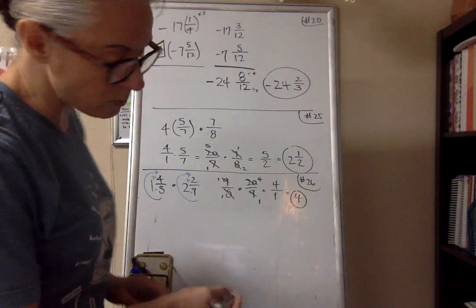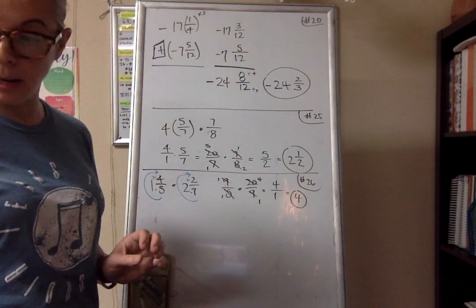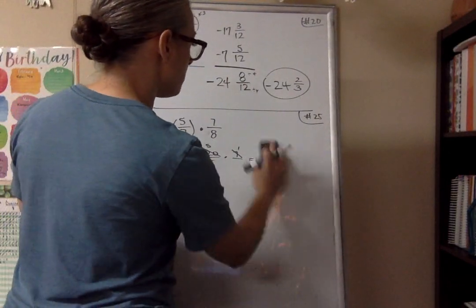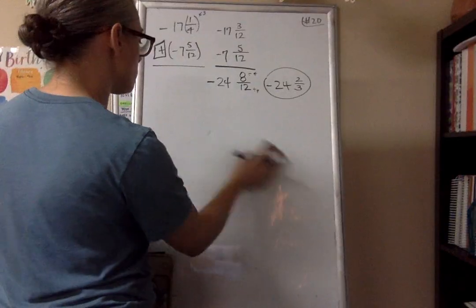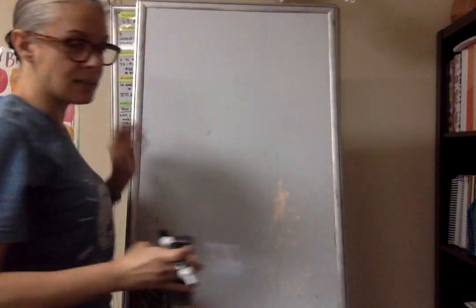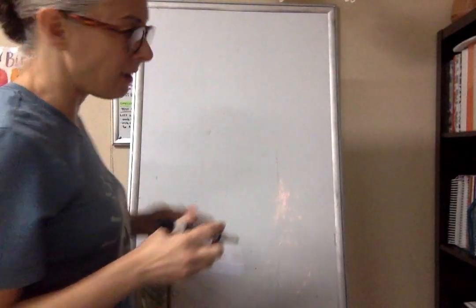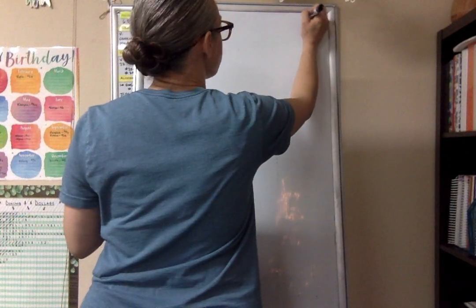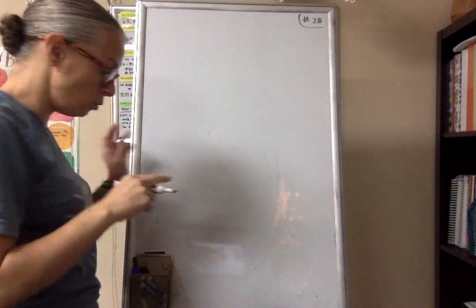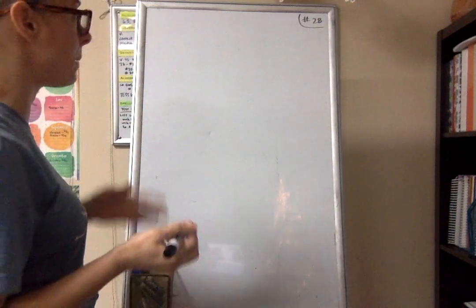And then problem 28 is my next problem in this section. Let me make some space on the board for problem 28. What happens in this problem is I have a decimal and a fraction, and I can't multiply a decimal times a fraction, but I do understand that decimals and fractions are just two different ways of writing the same information.